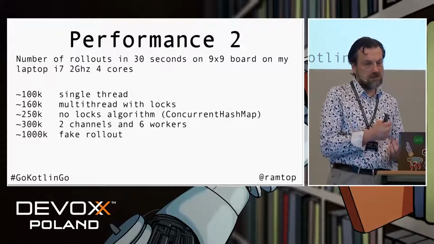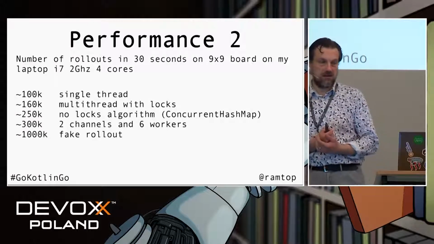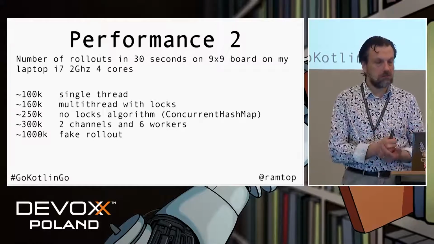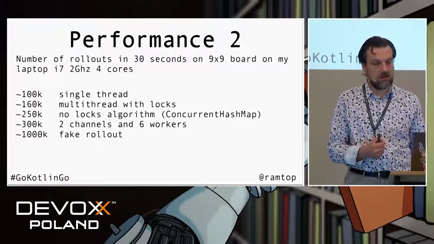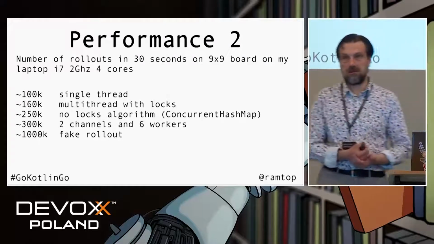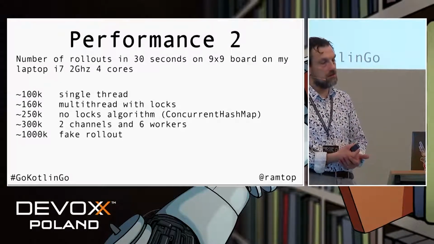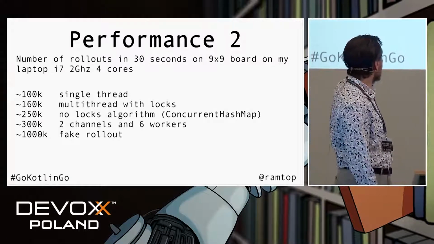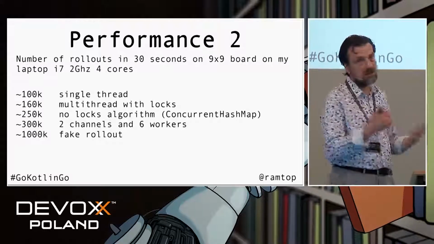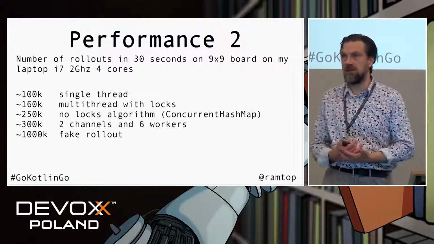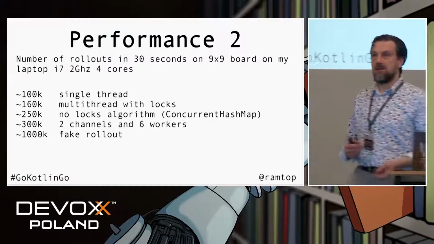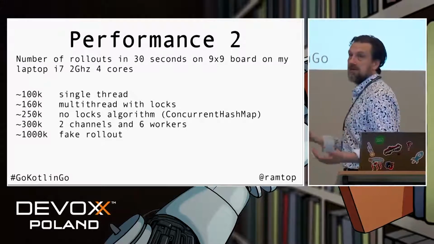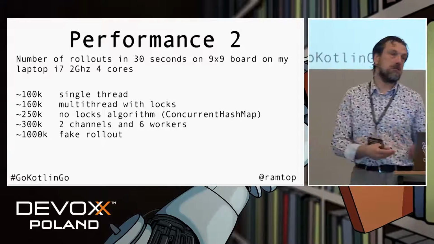Then I tried again using an algorithm with no locks, like using concurrent hash map, which is much better. This is about 250,000 rollouts for 30 seconds. But using the work channels is definitely better, because there are no locks, and concurrent hash map also has very complex code to manage that. Instead, using the channels, we avoid the problem completely, and the code is much easier to read.